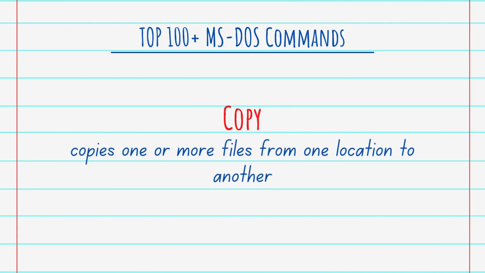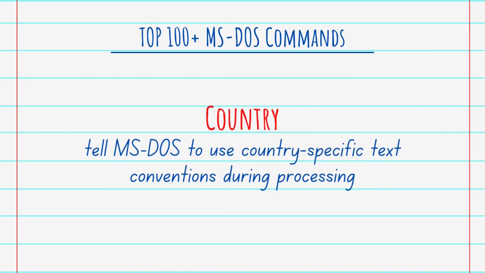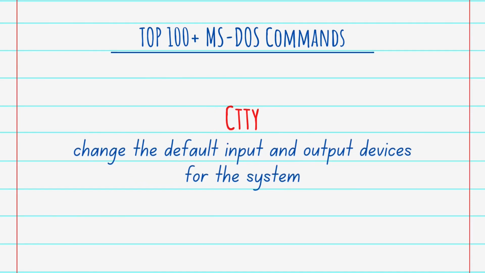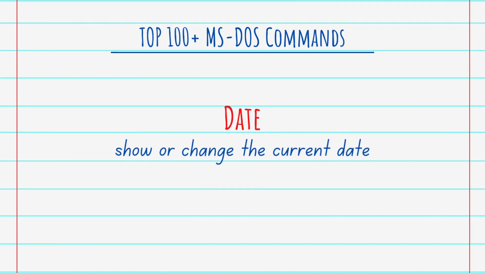Then next is copy. The copy command copies one or more files from one location to another. Then next is country. The country command is used in the config.sys file to tell MS-DOS to use country-specific text conventions during processing. Then ctty. The ctty command is used to change the default input and output devices for the system.